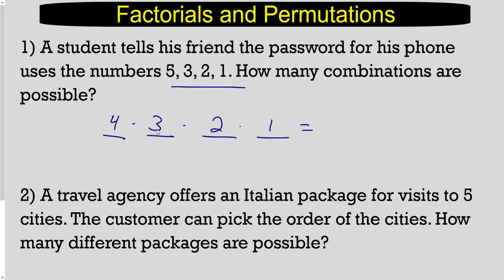So the possible combinations, if you know which 4 numbers go into it, are 4 times 3, which is 12, times 2, is 24. There are 24 possible combinations.